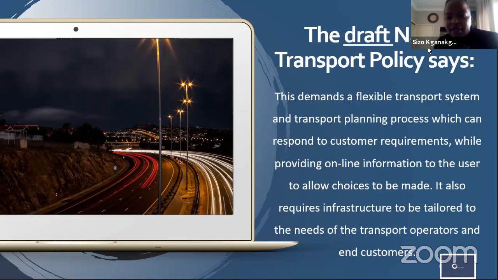And it speaks to the fact that there's a demand for the transport system to be more flexible in terms of the planning and the response to what consumers actually want. And it's about allowing the consumer to have the choice, and tailoring the need of the transport to the operator as well as to the commuter.